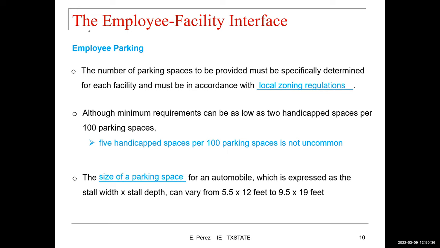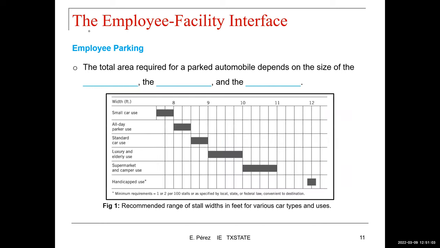The size of a parking space for a car, which is expressed as a stall width times the stall depth, can vary from 5.5 times 12 feet to 9.5 by 19 feet. So again, depending on the size of the car that you're designing for. Small compact cars will be 5.5 times 12, larger cars, 9.5 times 19. So the total area required for a parked car depends on the size of the parking space, the parking angle, and the aisle width.